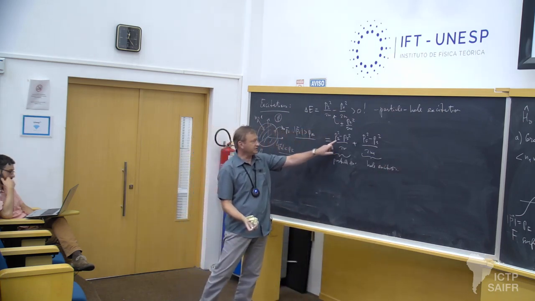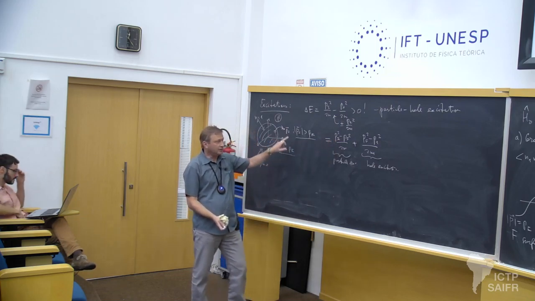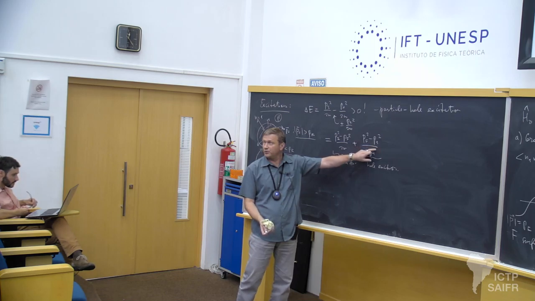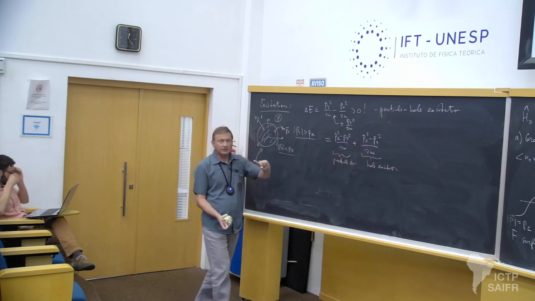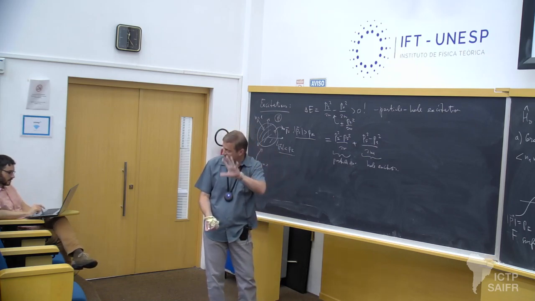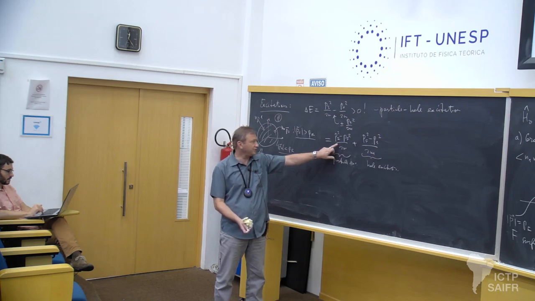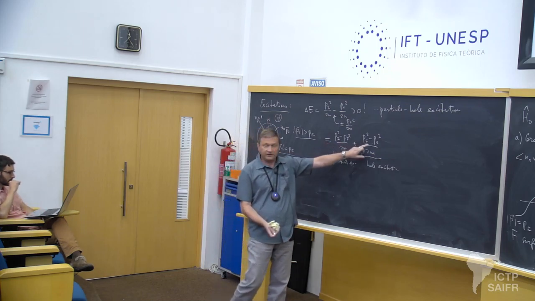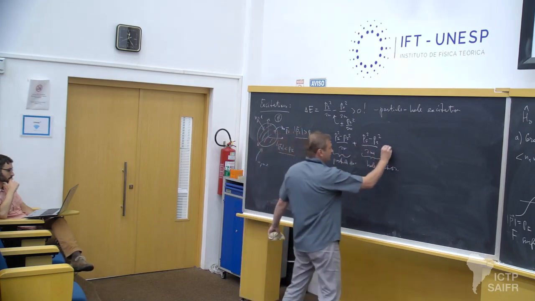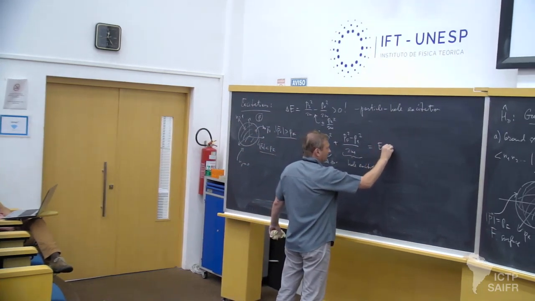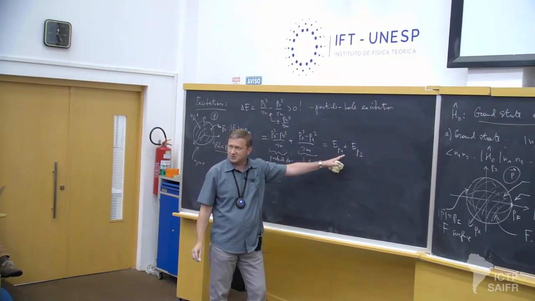Why hole? Because this is related to p2, which is a particle here, but this is related to p1, which is a hole here. But the important point is that, because of the Fermi sphere, both of them are positive. This is positive because p2 is larger than p_F, and this is positive because p1 is smaller than p_F. So let me call it E_p1 plus E_p2, where this is the particle excitation and this is the hole excitation.